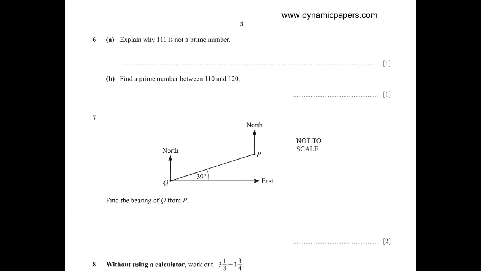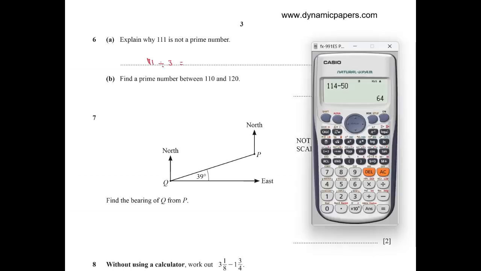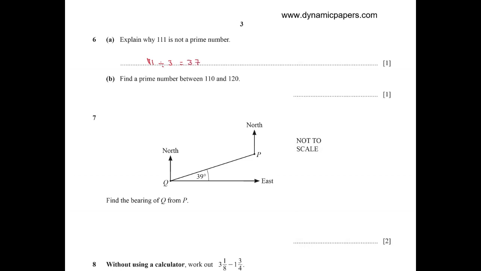Question 6a. Explain why 111 is not a prime number. Because 111 is divisible by 3. Let's try it on your calculator. 111 divided by 3 is equal to 37. And a prime number has only two factors, 1 and itself. So 111 is not a prime number because it has other factors, 3 and 37.